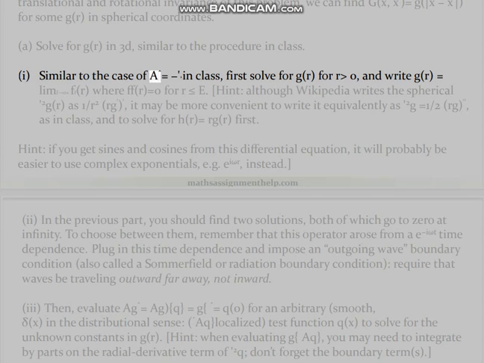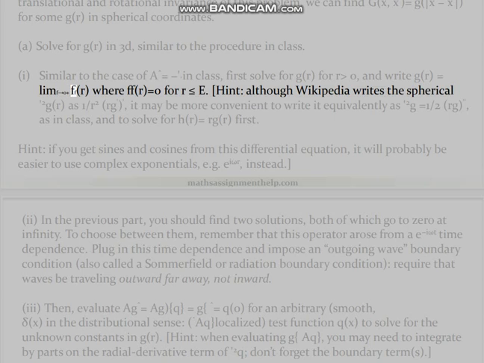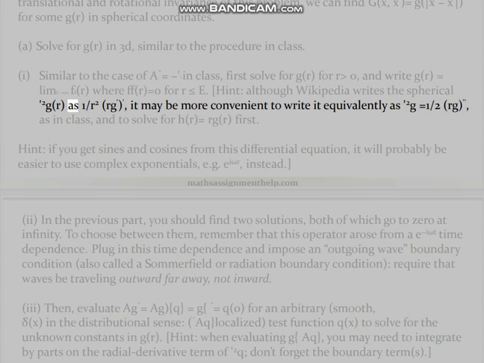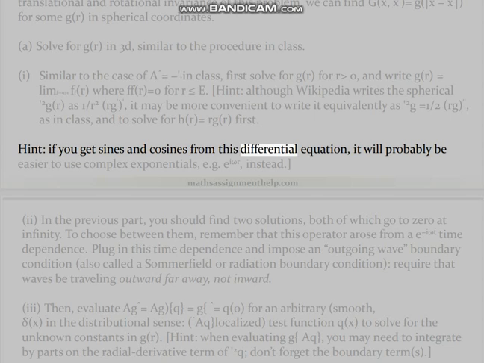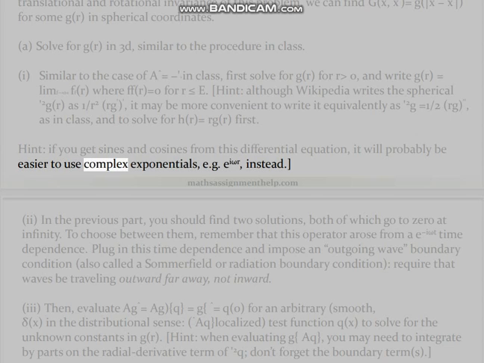1. Similar to the case of A equals minus Laplacian in class, first solve for G(r) for r greater than 0, and write G(r) equals the limit as epsilon goes to 0 plus of G epsilon of r, where G epsilon of r equals 0 for r less than or equal to epsilon. Hint: although Wikipedia writes the spherical Laplacian of G(r) as 1/r^2 d/dr of r^2 dG/dr, it may be more convenient to write it equivalently as 1/r d^2/dr^2 of rG, as in class, and to solve for h(r) equals rG(r) first. Hint: if you get sines and cosines from this differential equation, it will probably be easier to use complex exponentials, e.g. e^(-i omega r), instead.